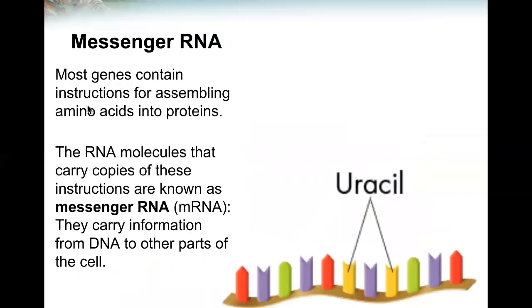Most genes contain instructions for assembling amino acids into proteins. The RNA molecules that carry copies of these instructions are known as messenger RNA, mRNA. They carry information from DNA to other parts of the cell. Half a helix, not a double helix.